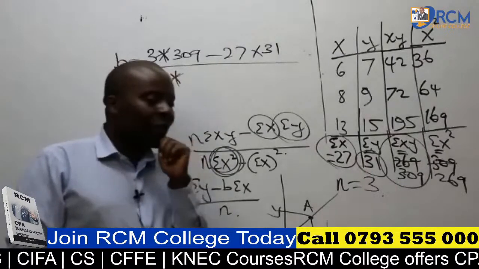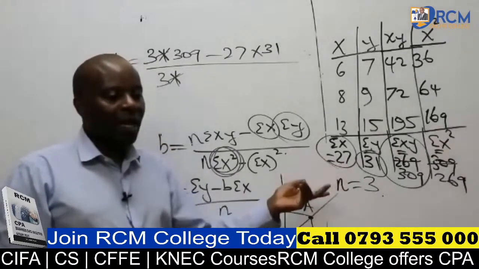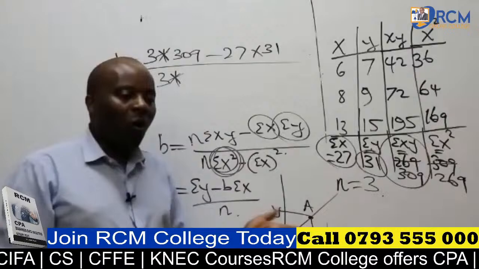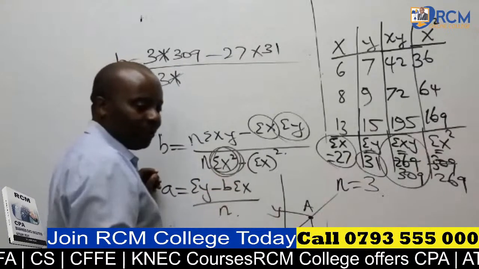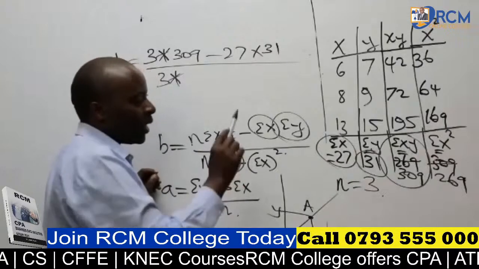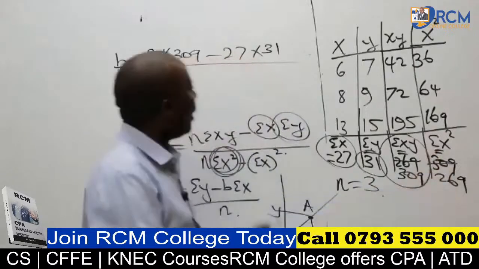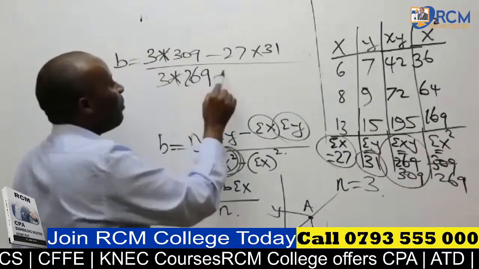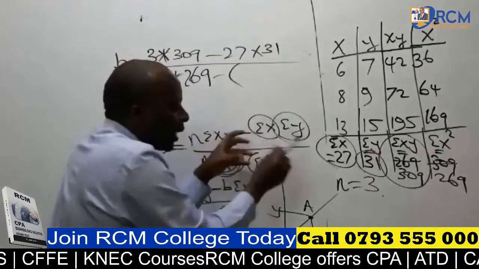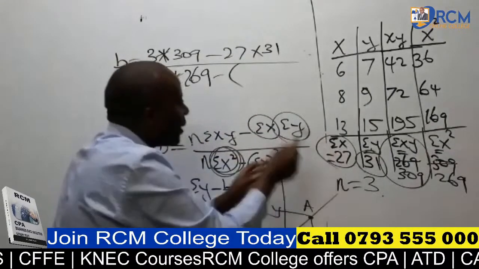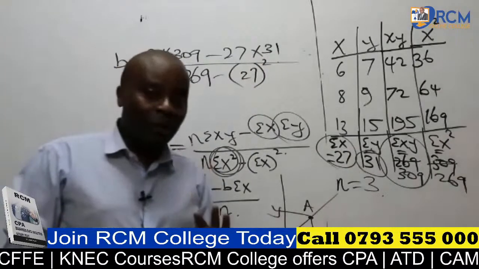Another student told me, teacher, summation x squared is equal to 27 squared. That is wrong. For summation x squared, if you look at it very well, first of all, they want you to square x alone. Summation of x squared is here, so it is 269 minus, in brackets, the summation of x, which is 27. And then outside the bracket, we square.